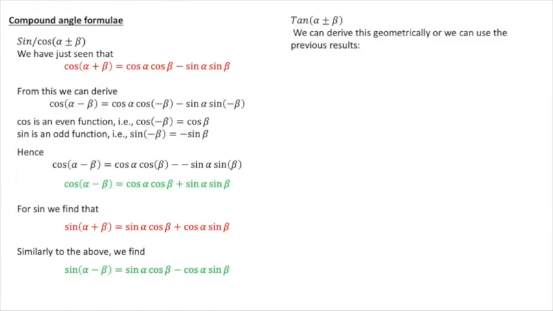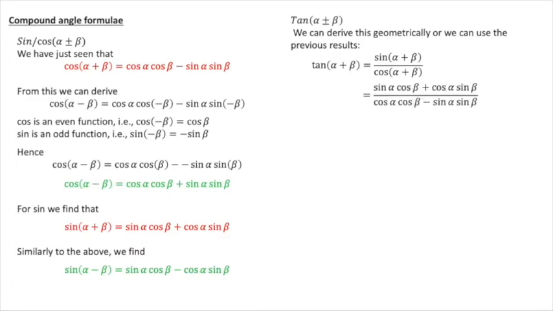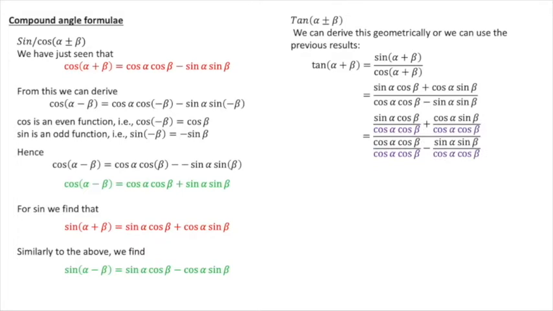Now for tan, we can do that geometrically, of course, or we could use our previous results. So tan of alpha plus beta is equal to sine of alpha plus beta over cos of alpha plus beta. Subbing in from the previous results we've got, that means we have sine alpha cos beta plus cos alpha sine beta over cos alpha cos beta, take away sine alpha sine beta. And now, it's starting to look a bit messy, but we divide all terms by cos alpha cos beta. So that's basically dividing the top of this fraction and the bottom of the fraction by cos alpha cos beta.